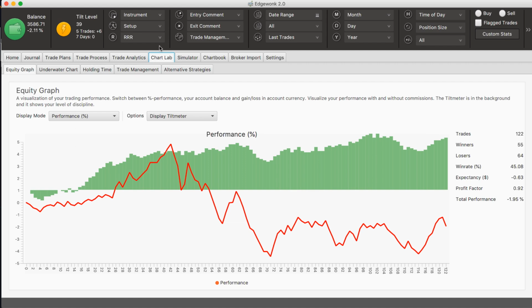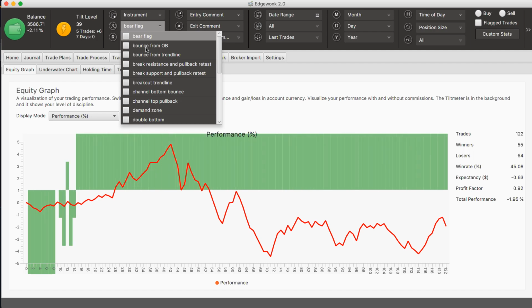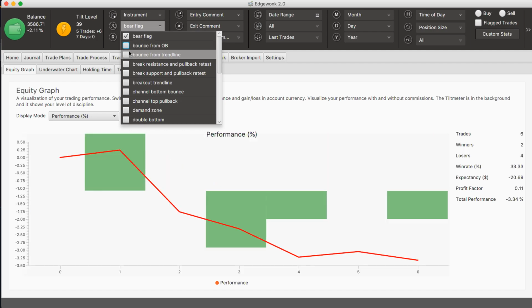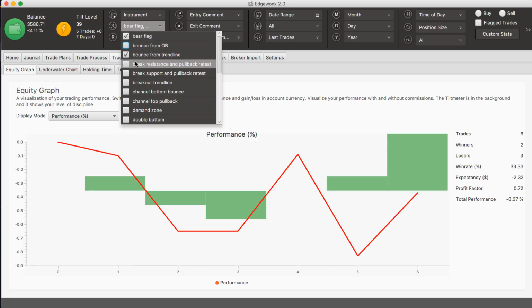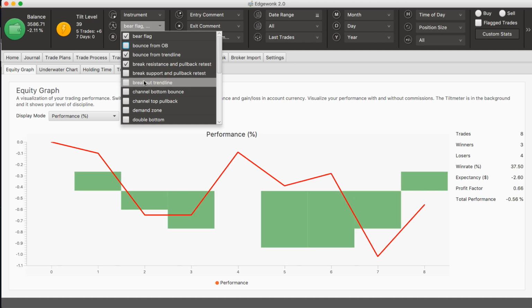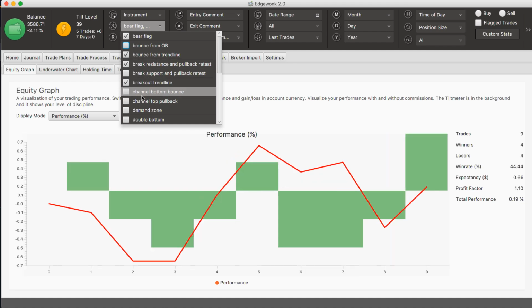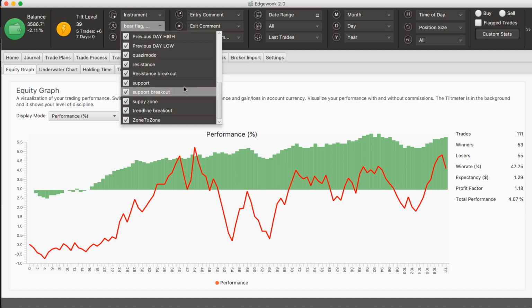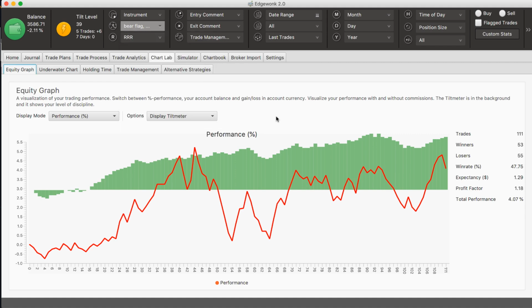And what we can do now is examine the performance without the things that we identified. So I will now select all the setups except for bounce from OB and the break support and pullback setup. So let me do that. Now I have selected all the setups, except for the two that have the big outliers. You can see there are still those periods where the trader lost quite a lot of money, but overall he would have been profitable.